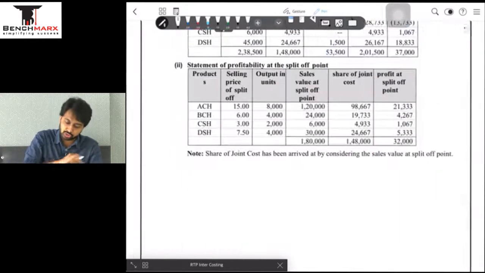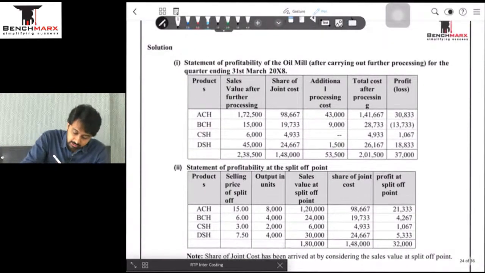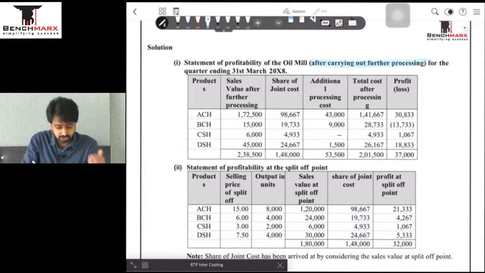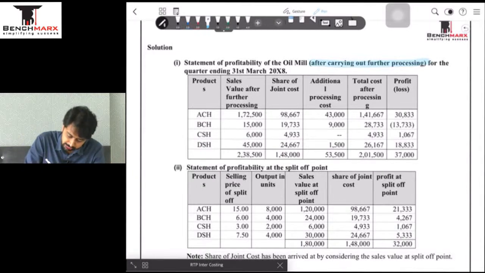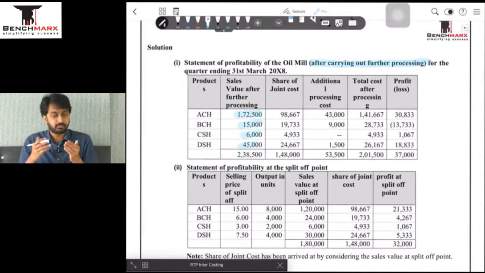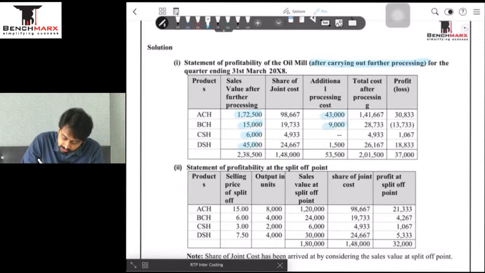So let us go to the solution. Statement of profitability after carrying further processing. In the first table we are processing the goods further, which means we will start from the final sale value, the sale value of the first table. The sale value is 172, 15, 6 and 45. Since we are selling this after separation, we'll also take the cost post separation, which is 43, 9 and 1500.